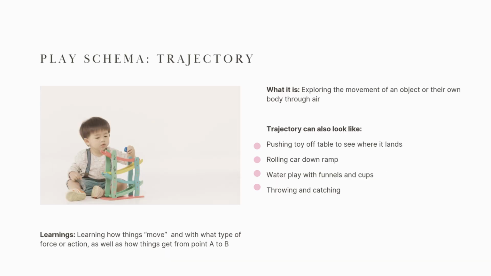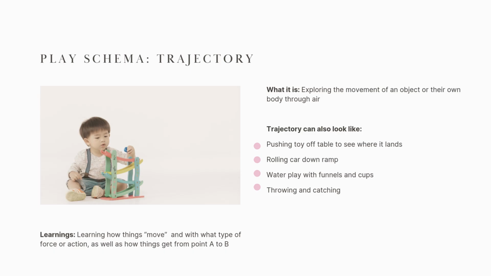The next play schema we're going to discuss is trajectory. Trajectory is exploring the movement of an object or their own body through air. This is why children love throwing things off of their high chair or a table. They simply want to explore how that object is going to move through the air and what is going to happen once it lands. Where is it going to go?